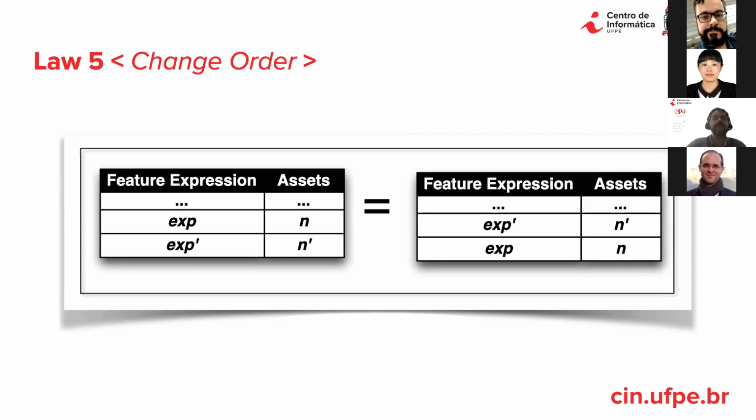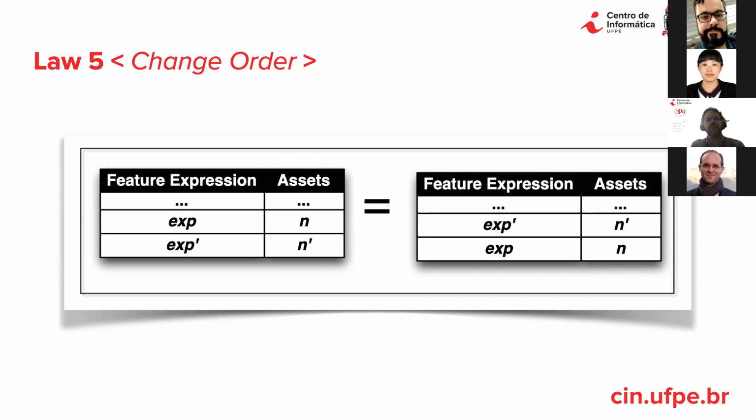And finally, we have this particular kind of model where we just associate feature expressions with assets, so the order doesn't matter that much in this kind of model. So we can always switch the order, and this could be useful for preparing the model for another transformation, or for applying another law.